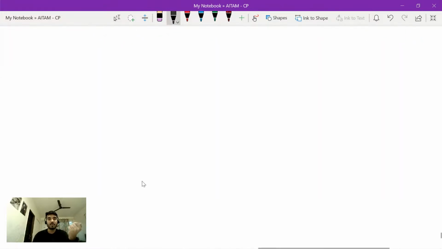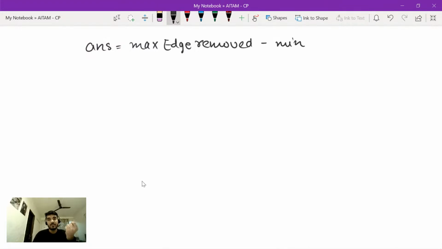Now after getting this approved, how can we solve this problem? So I know my answer is simply equal to maximum edge removed to get the maximum product, minus minimum edge removed to get the maximum product. And we all know this is x, and this is y. So x minus y was my answer.